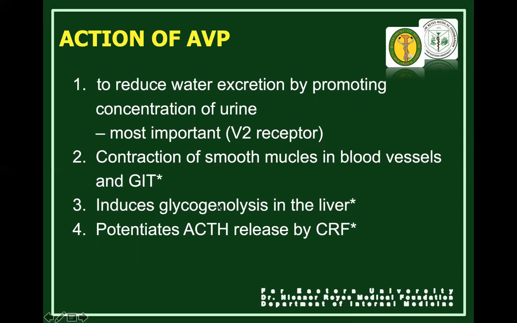Now the other effects of your AVP, the vasopressin side, will act on your smooth muscles in the blood vessels and GIT. This is important because we use the AVP, the vasopressin, in GI bleeding. It causes vasoconstriction. It also induces glycogenolysis in the liver. That's why it's stimulated by glucocorticoid, and it potentiates ACTH release by your CRF. So in hypoglycemia, this can also have some effect.